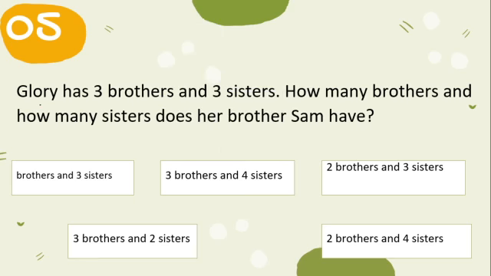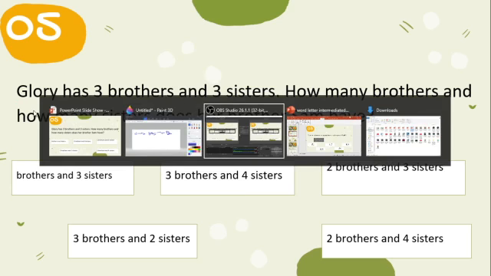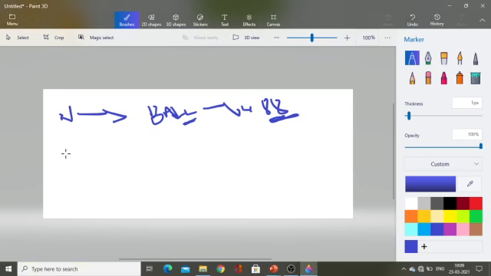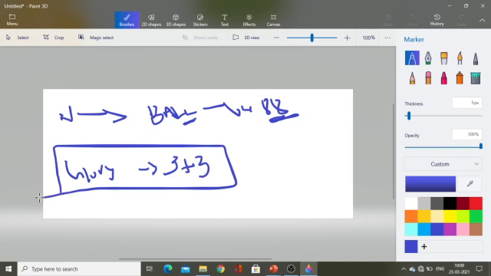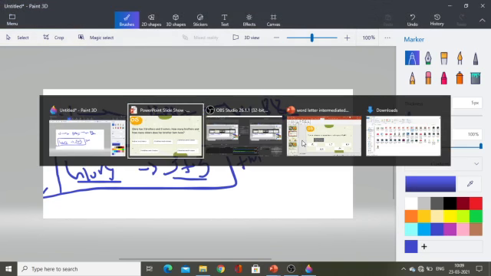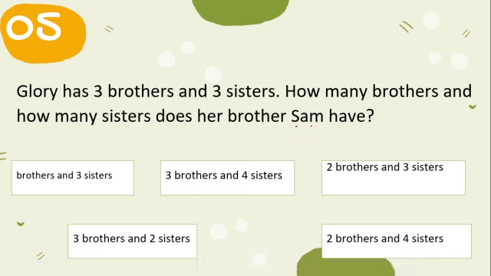I will now explain it. Glory has three brothers and three sisters. Three brothers and three sisters. Now when we add up these numbers, we have 6 plus 1. Adding Glory, we have 7 members in their family. Okay, now they want to know how many brothers and sisters her brother Sam has.